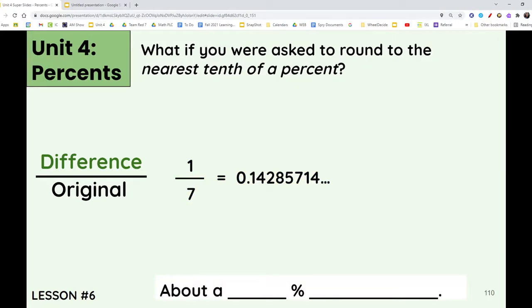What if you were asked to round to the nearest tenth of a percent? Okay, well, the first thing we would need to do is turn this into a percent. So I'm going to move the decimal over once, move the decimal over twice. This is what it would look like as a percent. To the nearest tenth of the percent, this is the tenths place. So I'm going to cut it off at the 2. Now, is that number going to stay at 2 or am I going to round it up to a 3? I'd have to round it up to a 3 because the next number over is an 8. So this would be 14.3% increase.